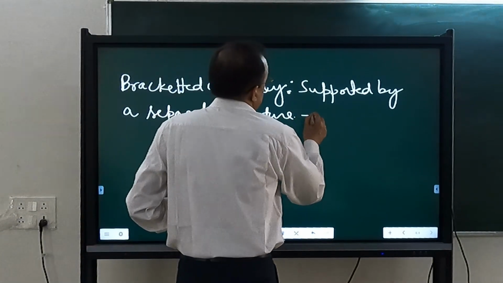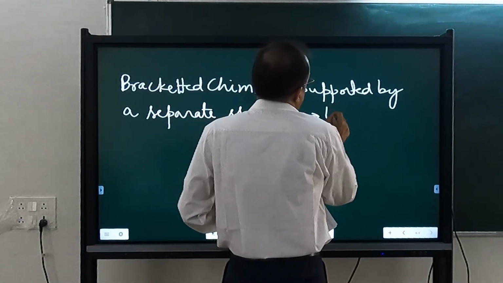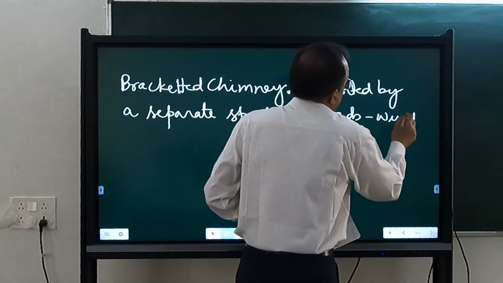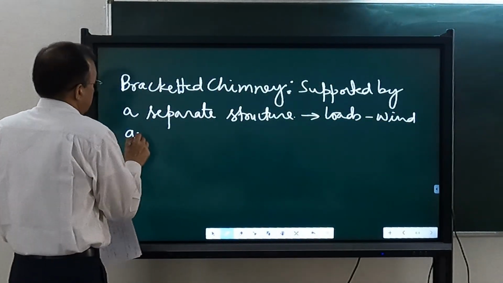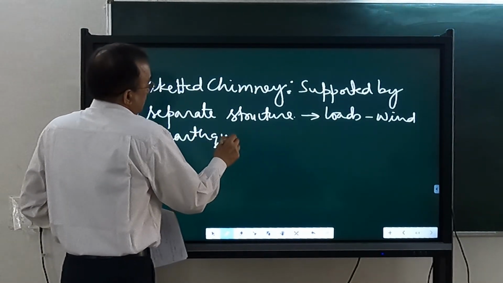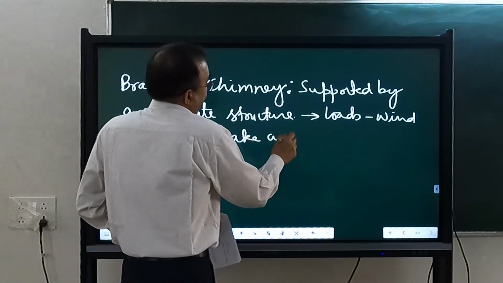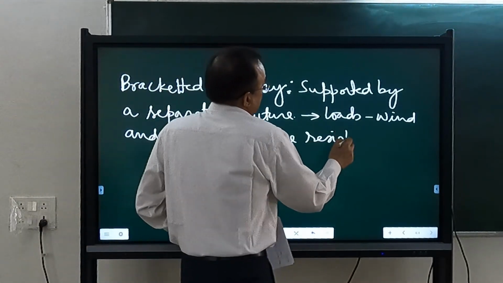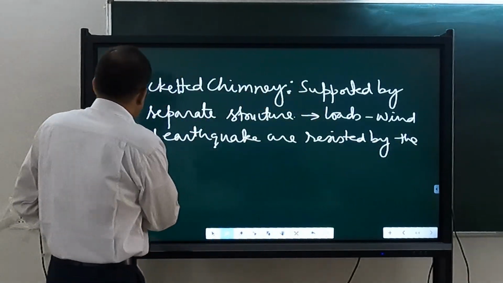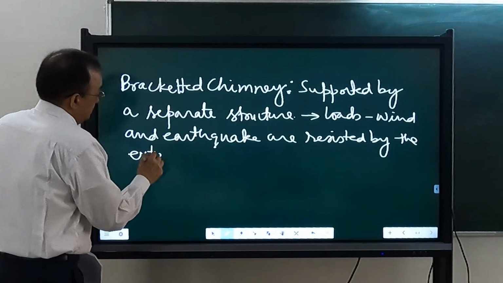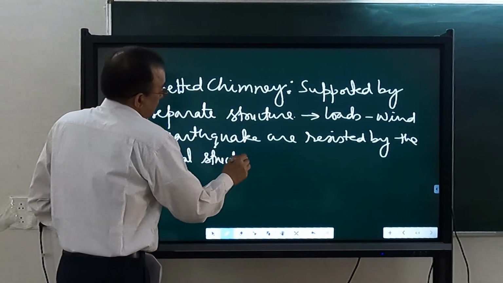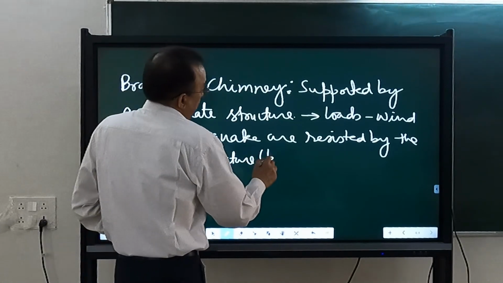So all the loads, especially wind and earthquake, are resisted by the external structure. This external structure we call bracket.